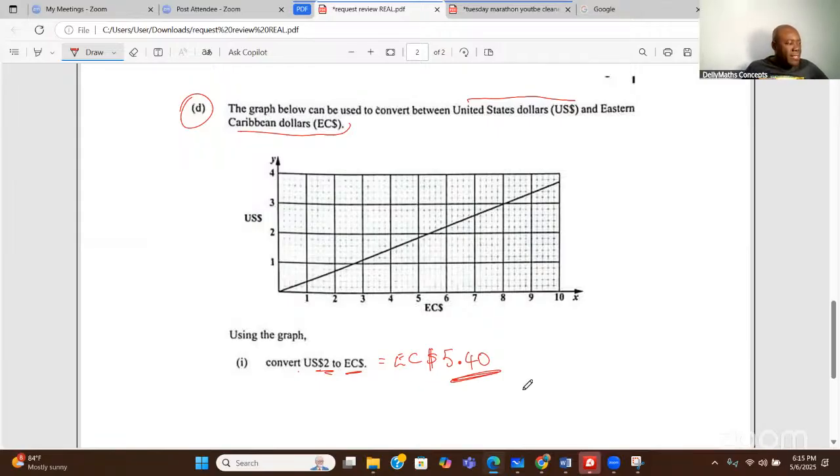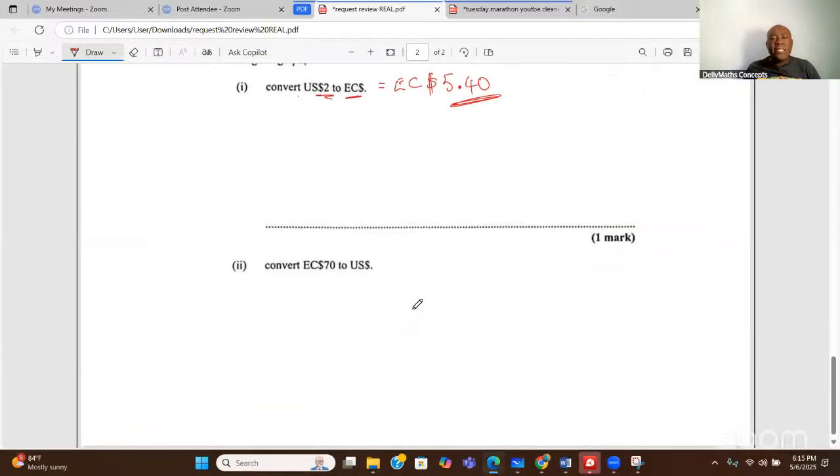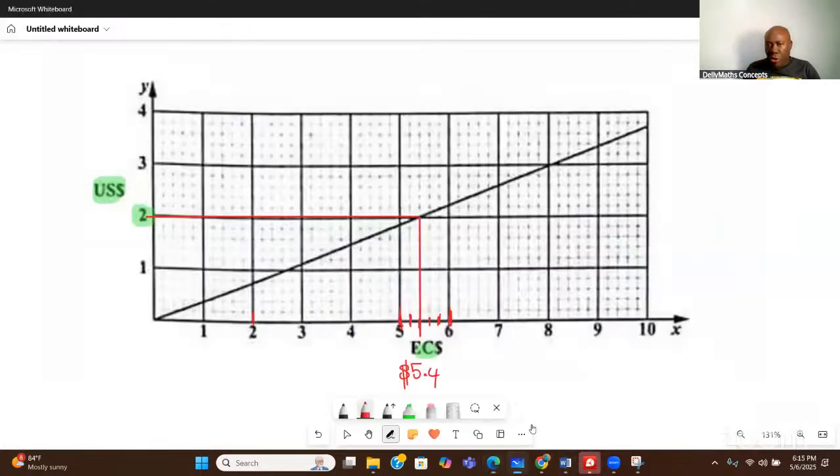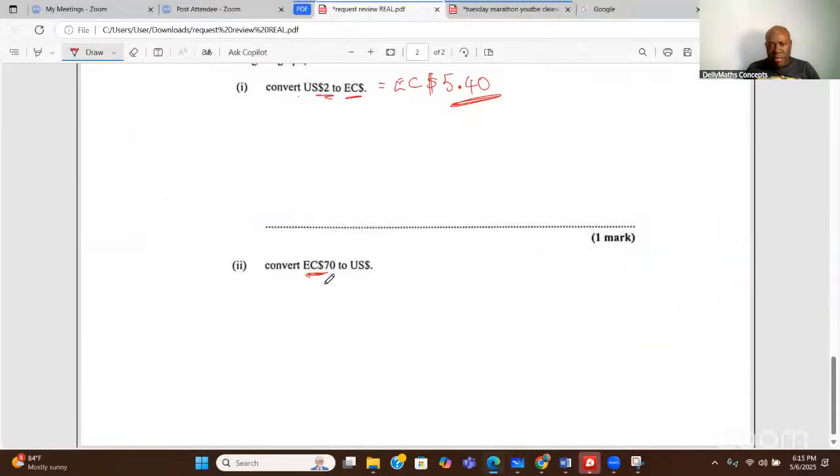All right, let's keep going. Now look at the second question, and this is the question that threw a lot of people off. The question says convert EC70 to US. You're going backwards now. But the reason why it threw people off was because, look, let me go back to the question. It says convert 70.